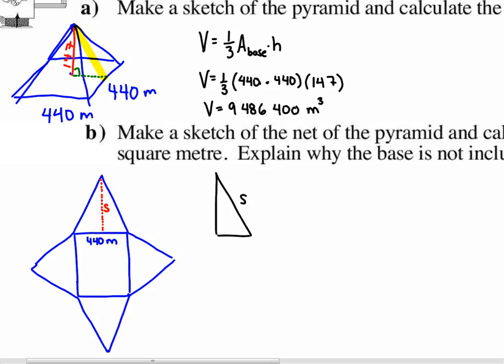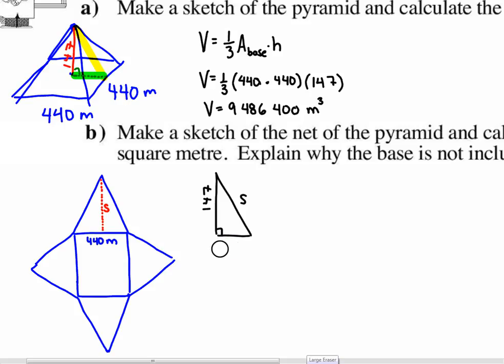The vertical height was 147. Okay. The question is, what is this length right here? I highlighted green. 220, half of the square dimension, the side length here. Okay, so the distance from the very center to the edge is going to be half one of these. So 220.